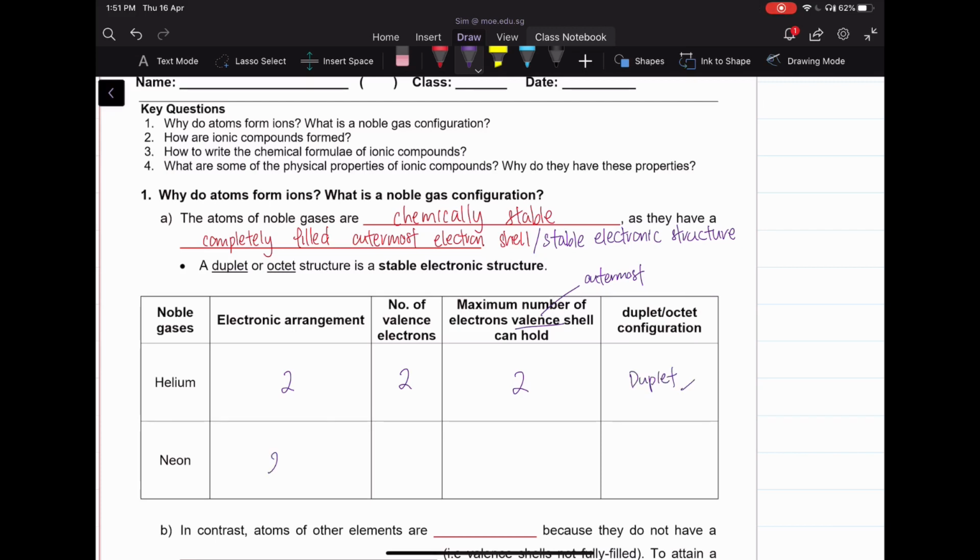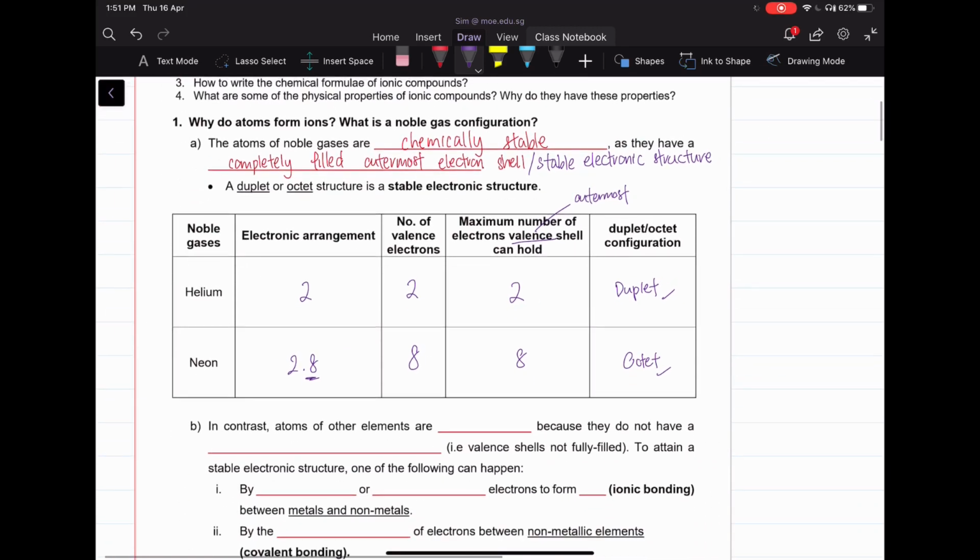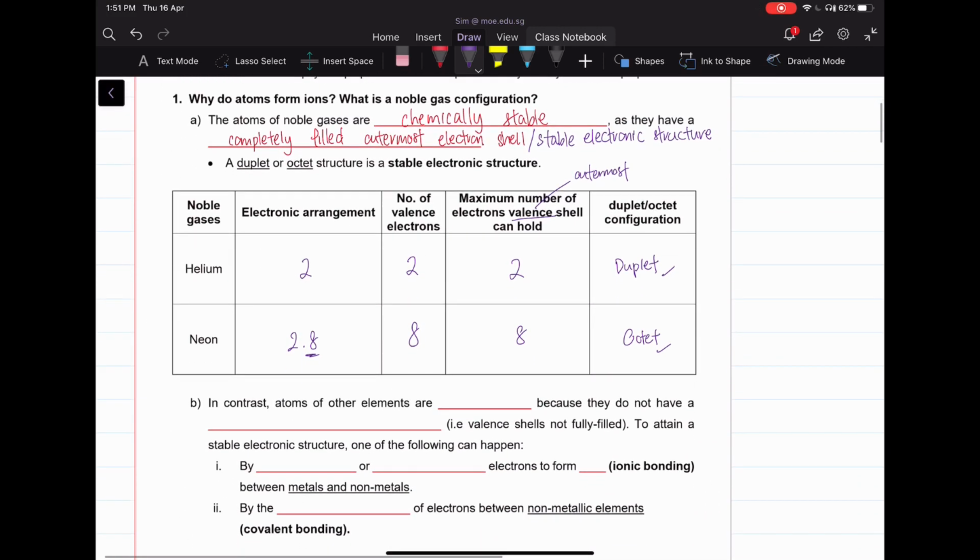For neon, you realize it's 2.8. The number of valence electrons is 8. Because you're looking at the second shell, second shell maximum is 8 electrons also. So this is what I call an octet configuration. Octet because there's 8 electrons on the outermost shell. So basically, these two are just examples of why noble gases are stable electronic structures.